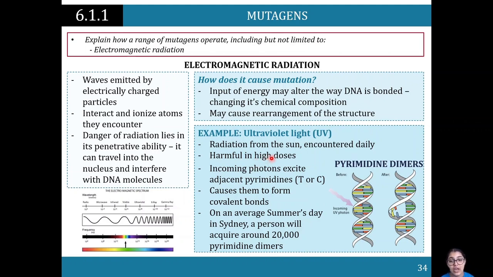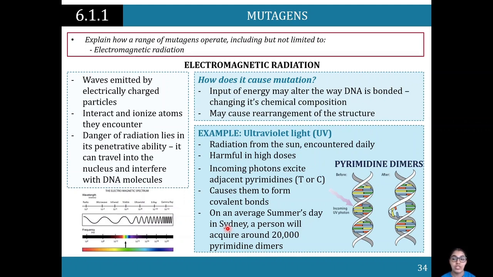So UV light is harmful in high doses, and what it does is that the incoming photons actually excite the adjacent pyrimidines. These adjacent pyrimidines, which include T and C, so thymine and cytosine, are excited, and it then causes them to turn around and bond to each other through covalent bonds. So instead of the hydrogen bonding here, that hydrogen bonding is broken so that the C and the T can bond to one another. And on an average summer's day in Sydney, a person will acquire around 20,000 pyrimidine dimers. So it does happen. It is a very, very common thing.